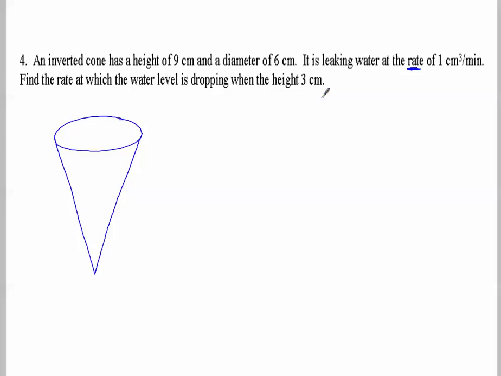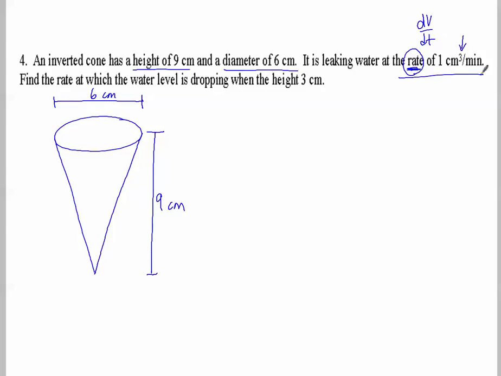So we have a cone that's holding water, and this cone is always 9 centimeters tall and 6 centimeters wide. The diameter is 6 centimeters. It's talking about its leaking rate: 1 cubic centimeter per minute. How do I know what that's measuring? Cubic units measure volume. Rate, derivative. So this is dV dt that they're giving me right here. Remember, cubic units is volume. Find the rate at which the water level is dropping when the height is 3 centimeters.